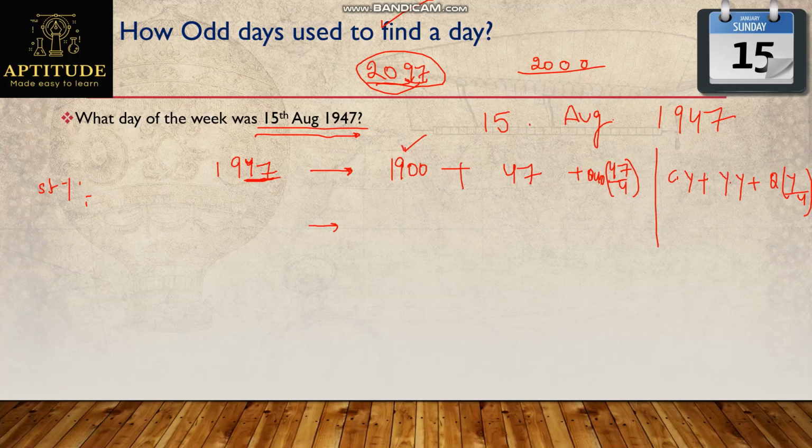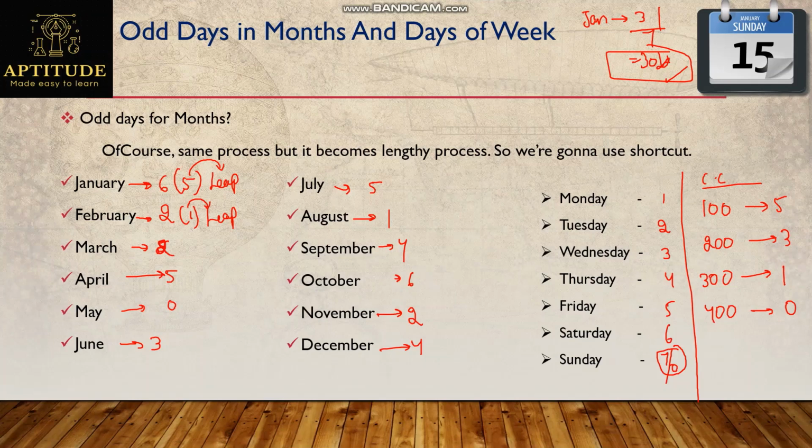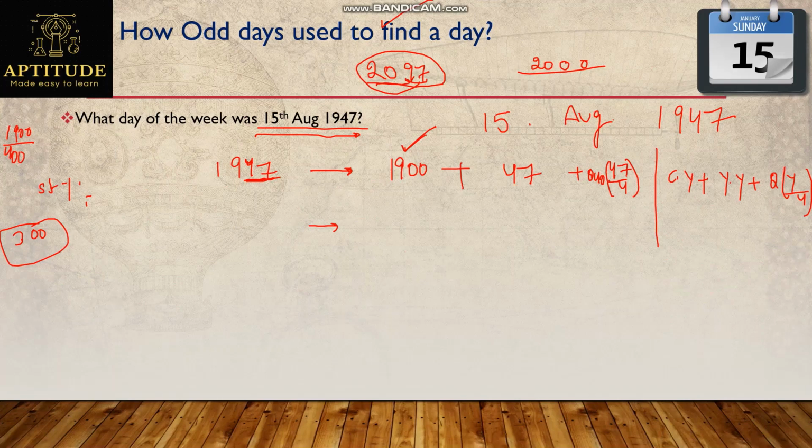Written. Now what is the century code for 1900? As we already know, 1900 means divide by 400. If I divide by 400, I get a remainder of 300. What is the century code for 300? That will be the same as the century code of 1900, which we already discussed in the previous one. For 300, the century code is 1. So the century code will be 1 for the century year.